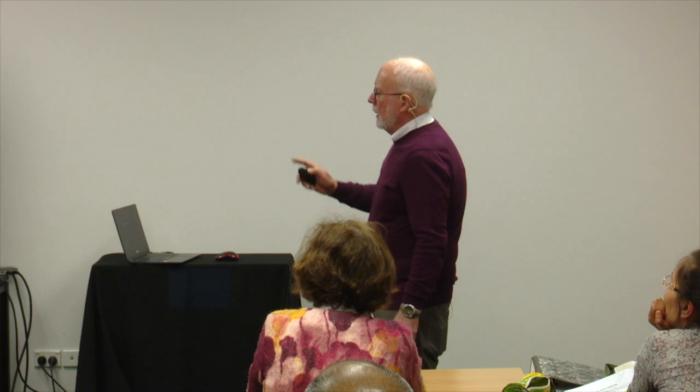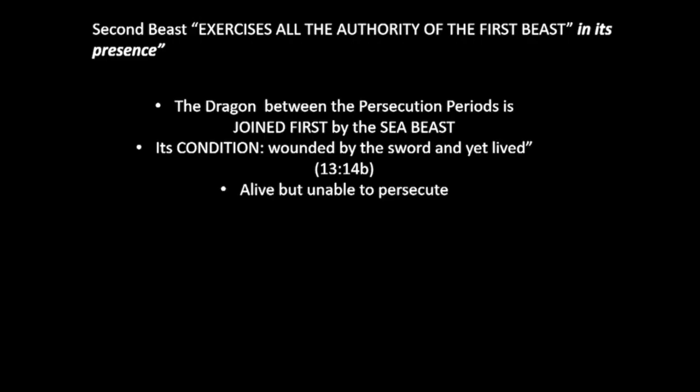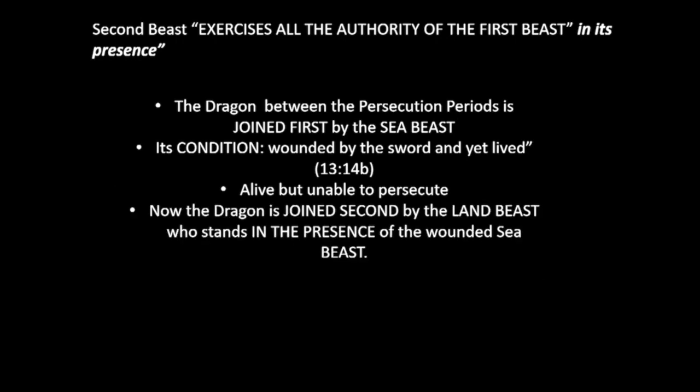Okay. Then the dragon, between the persecution periods, is joined first by the sea beast. We got that? He's wounded by the sword, yet lived. He's alive, unable to persecute. Now the dragon's joined second by the land beast. Are we clear? And the land beast stands in the presence of the wounded sea beast. So now he's got the land beast on the right hand, and on the left hand, I'm assuming, he's got the wounded sea beast. And he says, we've got to get things together because we've got another period of persecution coming up, and I'm not going to lose this one.